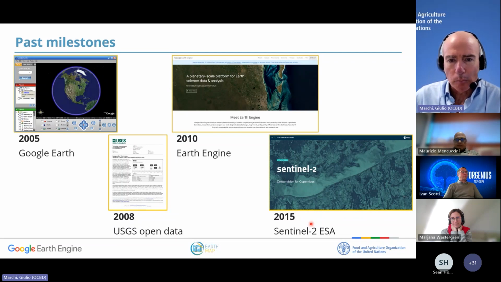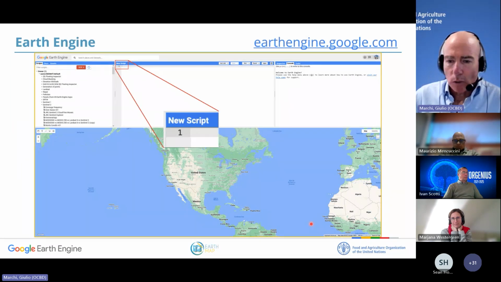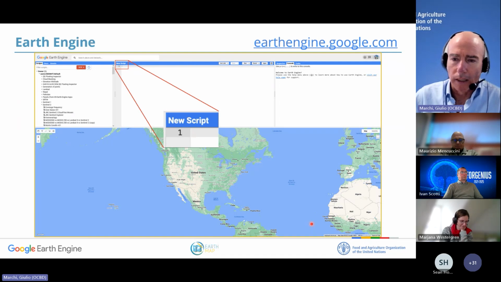Now, this is what Google Earth Engine looks like. It's a blank tool in which you either write a script, import a script, or adapt a script, but anyway, you have the blinking cursor syndrome, in the sense that you need to write something there, otherwise the tool doesn't do anything. So the usability was increased, but still the know-how was and is necessary to use Earth Engine for any application.